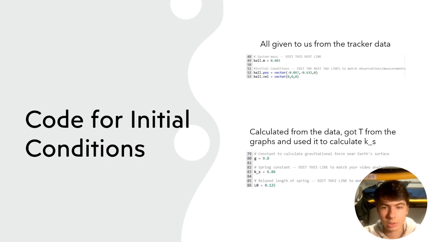So, the code for our initial conditions. The mass of the ball, position of the ball, and the velocity of the ball are all given to us from either the video or the Tracker data. So we just input that into the code, and we calculated ks and L0 from the code. We got T from looking at the distance of the 2 points to find the period. We calculated ks to be m over (T over 2 pi) squared in the denominator, and then got L0 to be L minus mg over k, and calculated all of that from the previous data we found from Tracker.